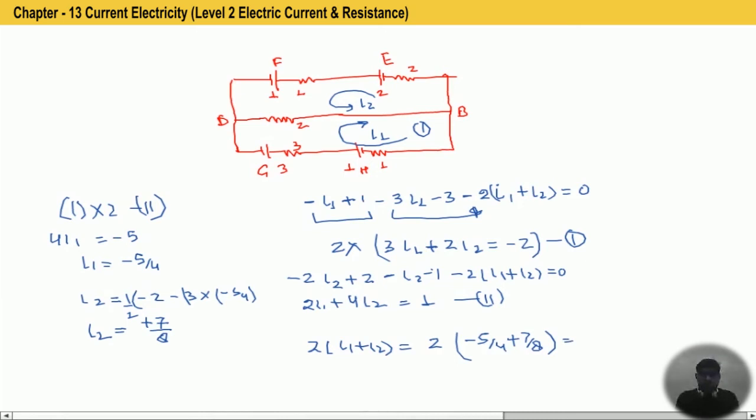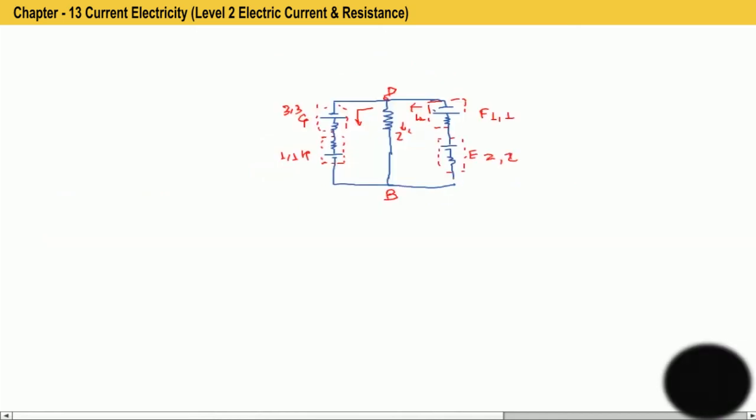So this is eight minus 10, 7. Look at this question again.